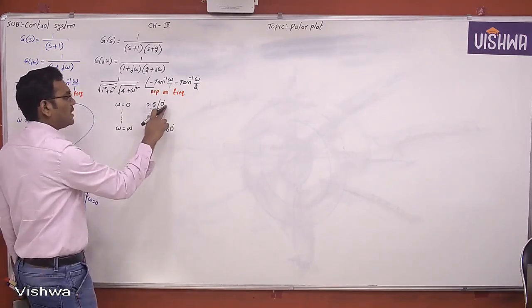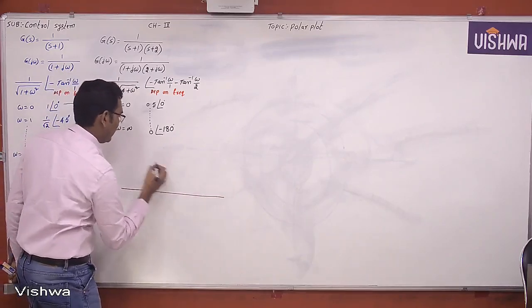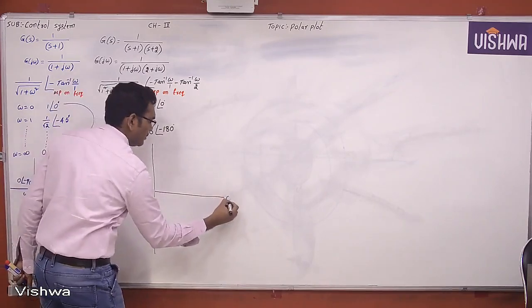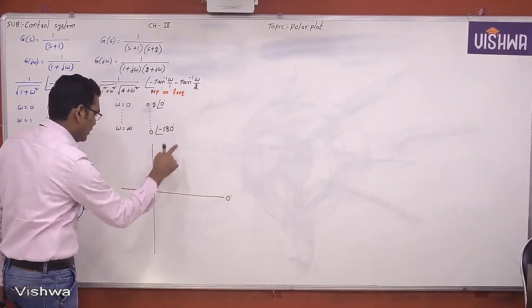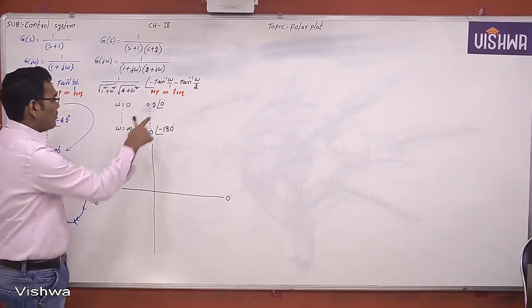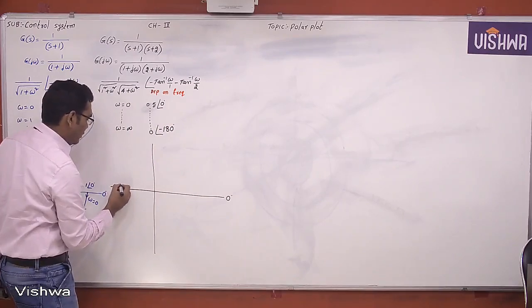First take the starting angle, next take the ending angle. What is the starting angle? The starting angle is 0 degrees. Next, what is the ending angle? Students, remember once again, I'm explaining the same. Now the starting angle is 0 degrees, and the ending angle is minus 180 degrees.